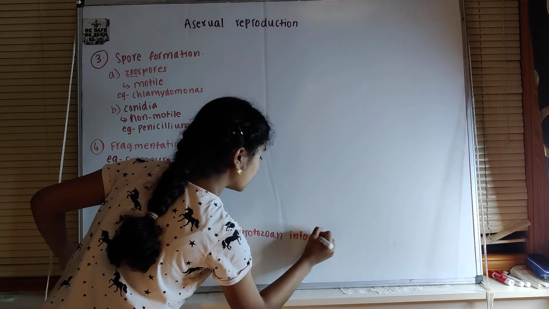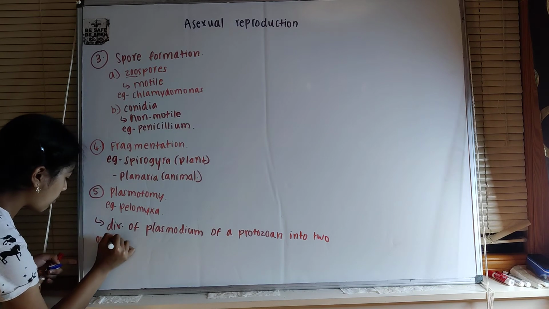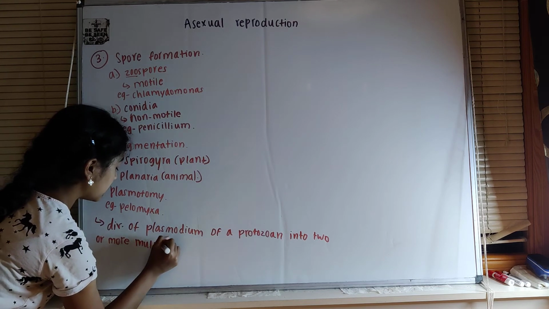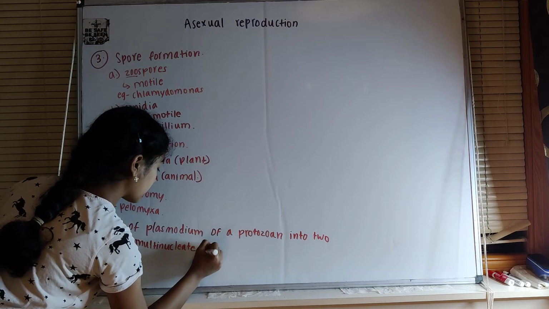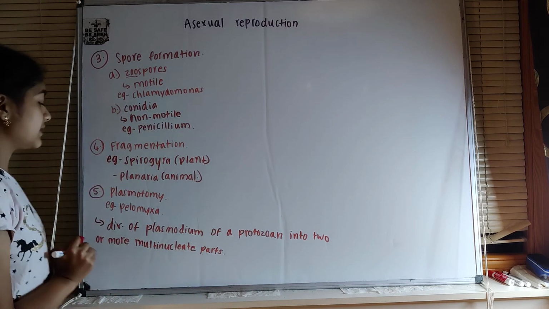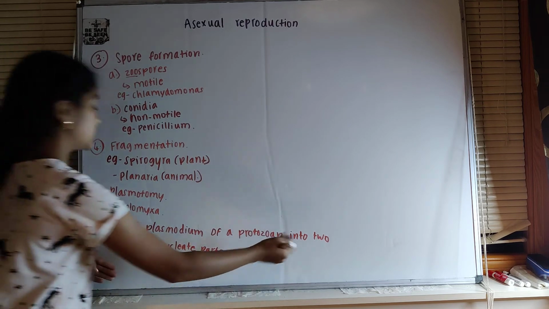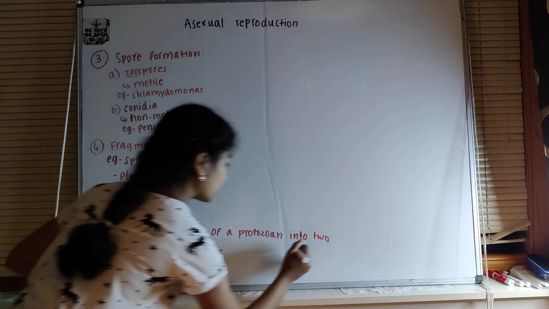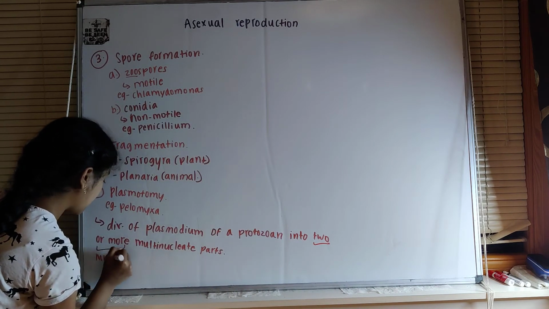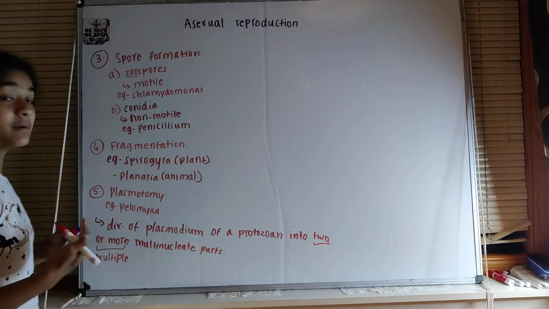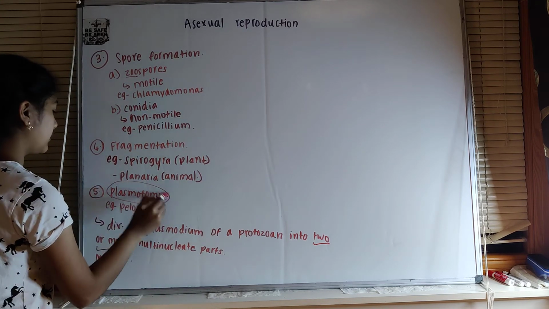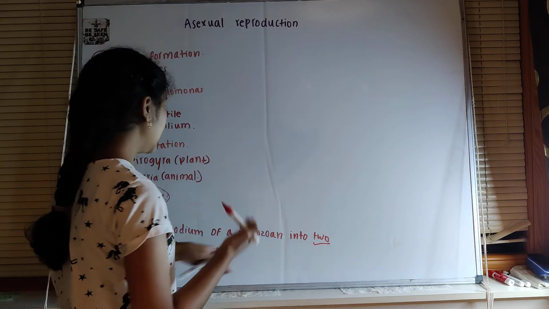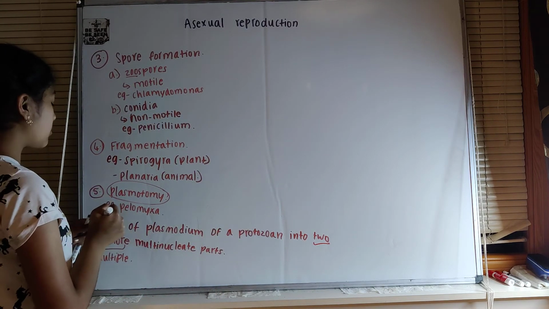into 2 or more multinucleate parts. So basically what happens here is there are multiple nuclei which are being formed. So into 2 or more multinucleate forms. Instead of 2 or more, we can write multiple. Multiple nucleate parts, which means multiple nuclei. So what exactly is plasmotomy? It's division of plasmodium of a protozoan into multiple nuclei. This is what plasmotomy is.